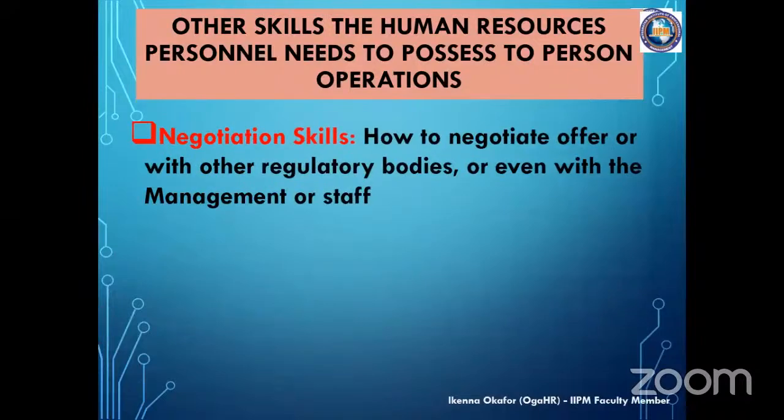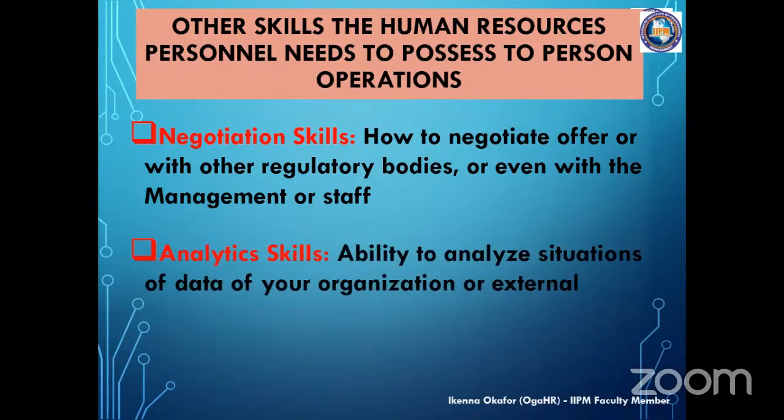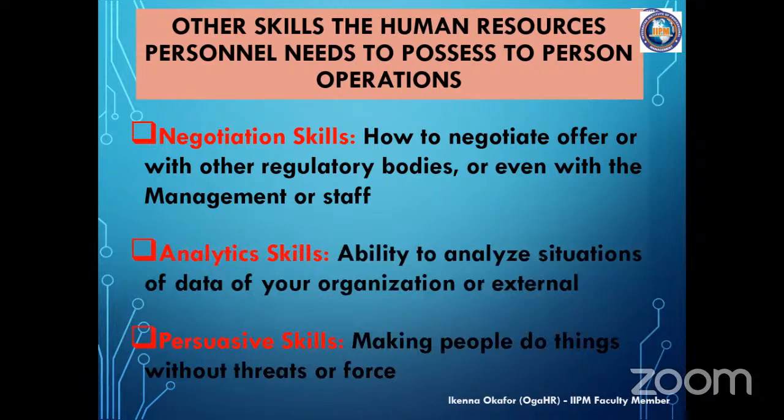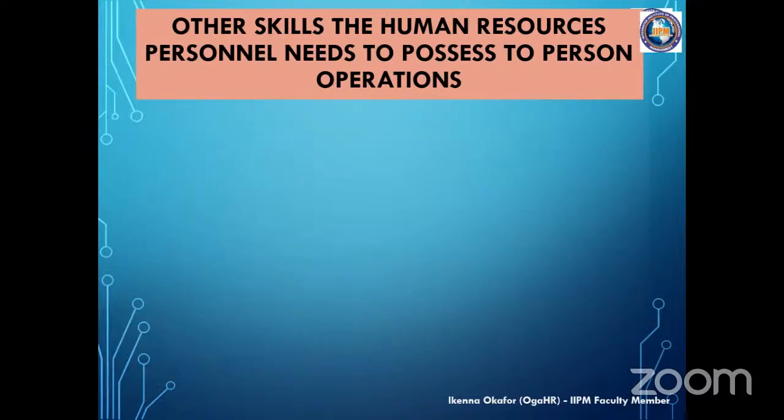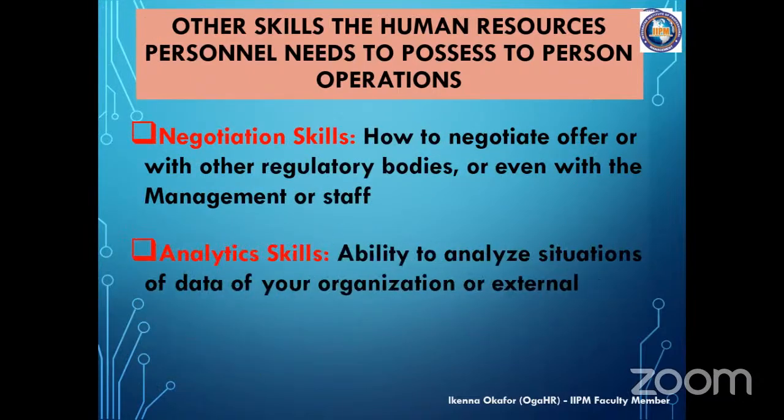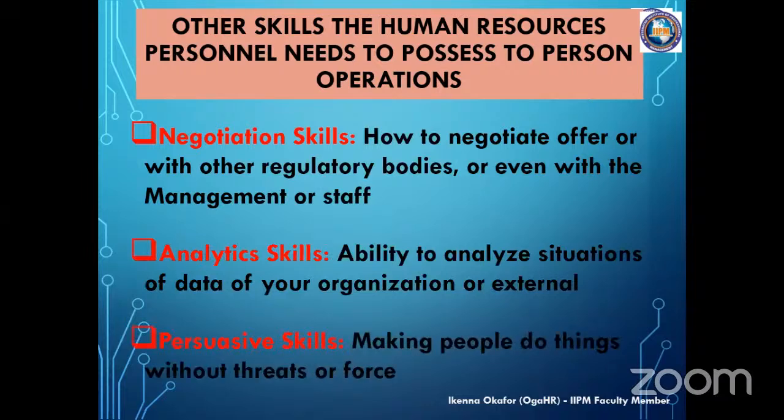Then you have negotiation skills, how to negotiate with internal vendors and external vendors. Your internal vendors are how you negotiate with your staff to arrive at a compromise, how you negotiate with the management, how you negotiate with regulatory bodies, and the next skill is analytical skills. Analyze situations, how you view situations, and how you analyze data. Persuasive skill, making people do things without threat or force, is also a skill you must possess as HR.